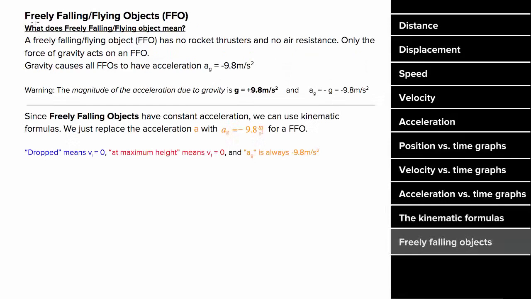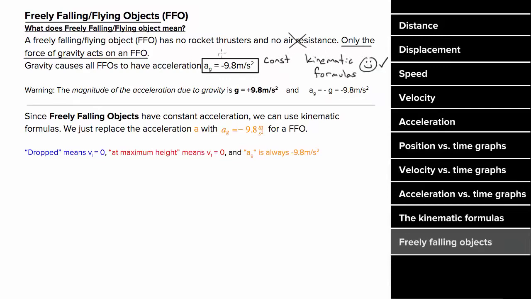A freely falling or flying object is any object that has been dropped or thrown through the air that only has the force of gravity acting upon it. This means we'll typically ignore air resistance on these objects unless otherwise stated. We care about these objects because the acceleration in the vertical direction for all freely falling and flying objects near the Earth will be -9.8 meters per second squared. And since this acceleration is going to be constant, we can use the kinematic formulas to describe the motion of freely flying or falling objects. We just have to plug -9.8 in for the vertical acceleration.